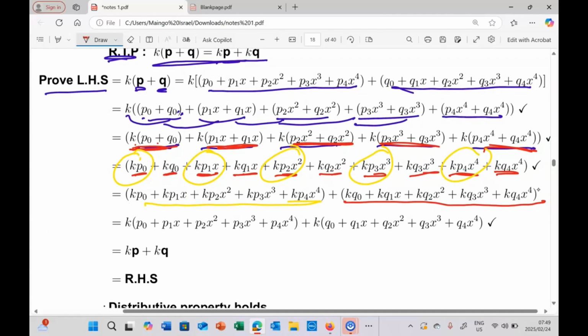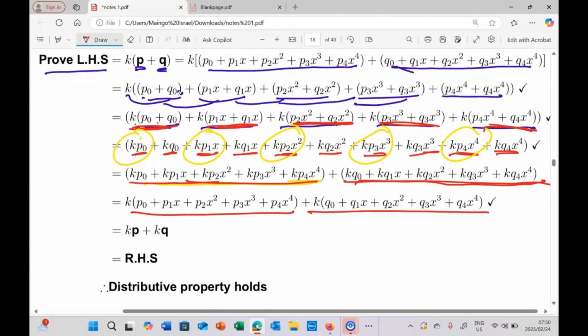Then we know we can take out the common factor of k here, and also the common factor of k there. When you take out the common factor here of k, this is just k into (p naught plus p1x plus p2x squared plus p3x cubed plus p4x to the power 4). And here when you take out the common factor of k, then we have q naught plus q1x plus q2x squared plus q3x cubed plus q4x to the power 4.